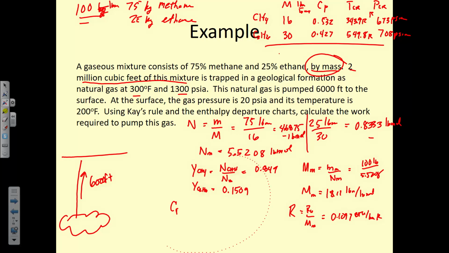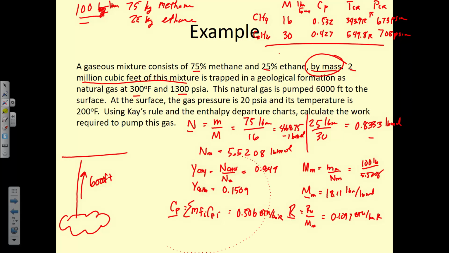Oh, we also want to get our CP, which is equal to the mass fraction of the ethane times the CP of the ethane. So it's the sum of the mass fractions of the individual components. So the mass fractions are 0.75 and 0.25, and we get that it's equal to 0.506 BTUs per pound mass Rankine. Okay, so we have CP, we have R, we have M, we have N, we have everything we need to figure this out.